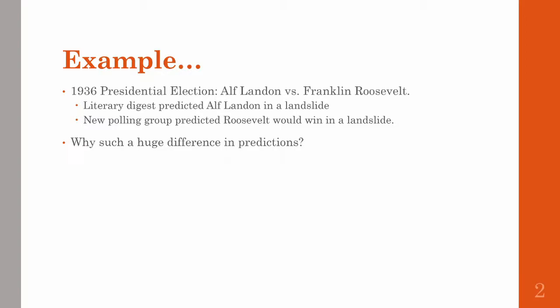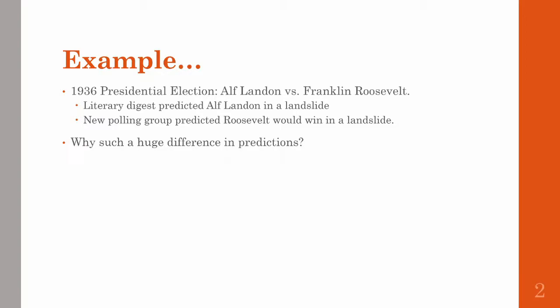The results from that survey led that magazine to predict that Landon would win in a landslide. At the same time that poll was going on, new pollsters in a different group were incorporating the scientific method in their survey construction. They were able to use a much smaller sample, and with that, they actually predicted the exact opposite, that Roosevelt would actually win in a landslide.